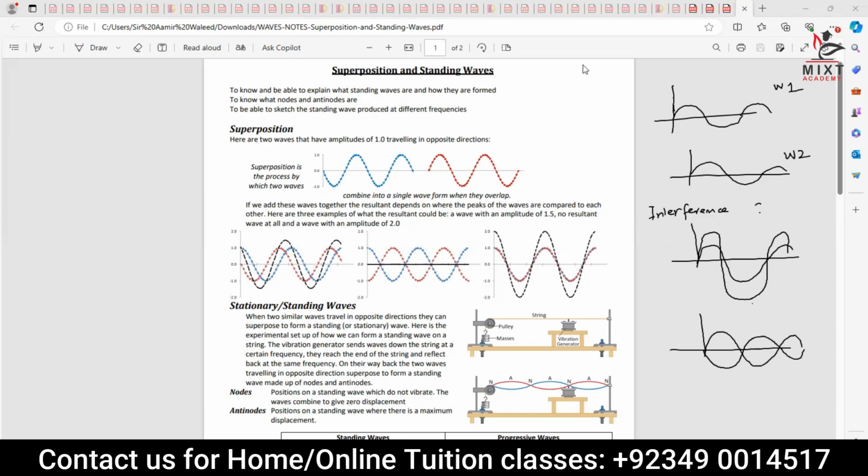Now, why do I call this constructive interference? Because from the mean position, the resultant amplitude will increase. So this is called constructive interference. On the other side, there is an interference in which both amplitudes cancel the effect of each other. So there will be no amplitude, or the amplitude will be 0. We call this destructive interference.